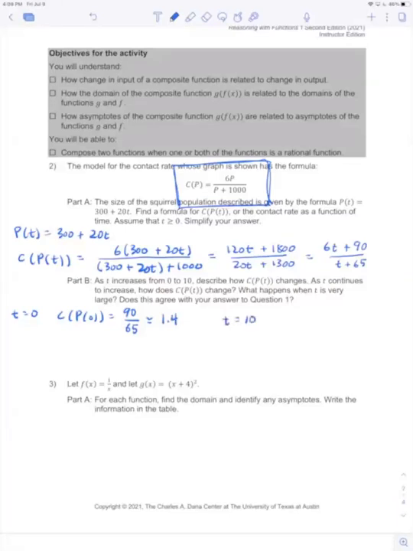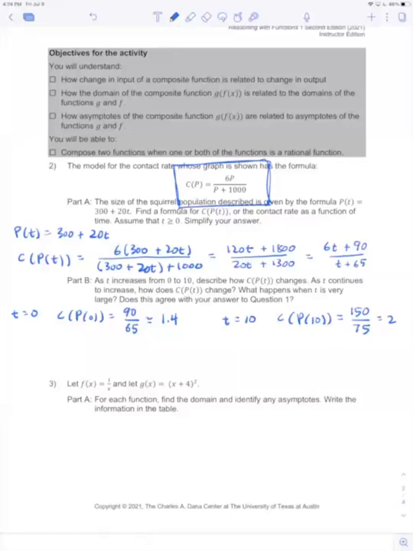Then let's look at when T is 10, we get C of P of 10. That's going to be 150 for the numerator and 75 for the denominator, which is just 2. Okay. From this information and from the graph, we see that as T increases from 0 to 10, C of P of T increases very slowly. As T continues to increase, C of P of T continues to increase.